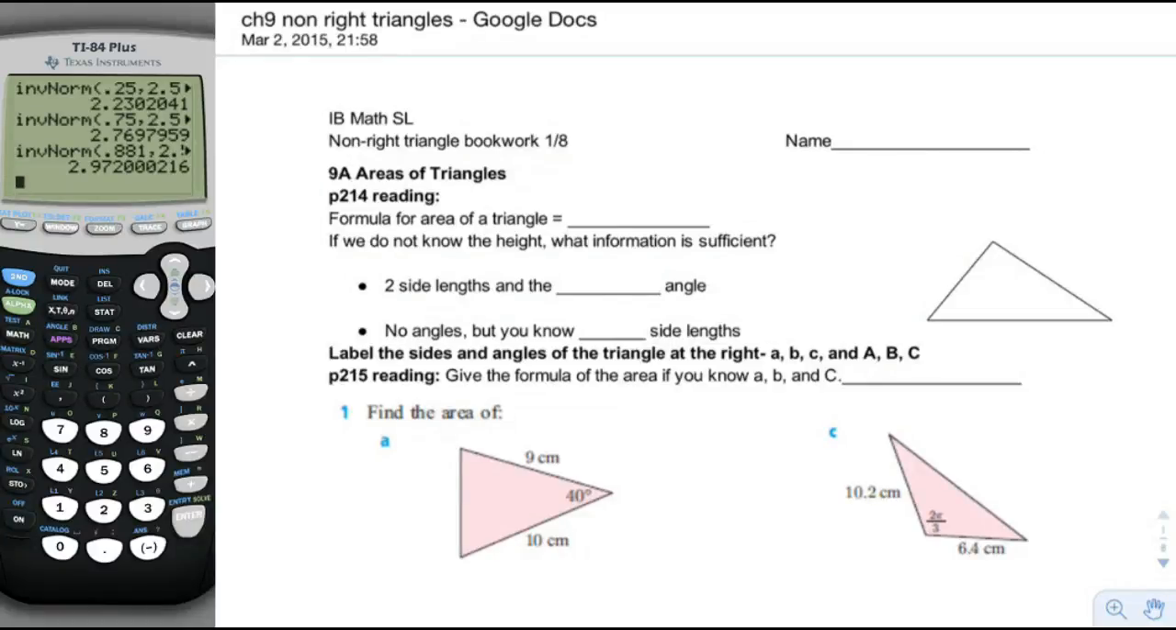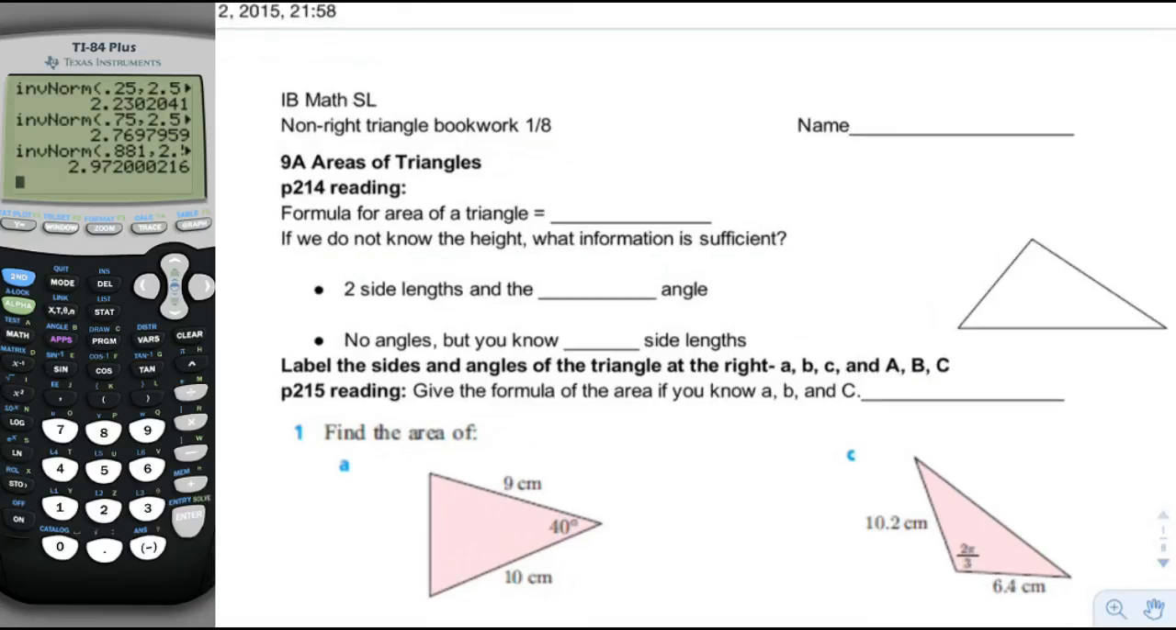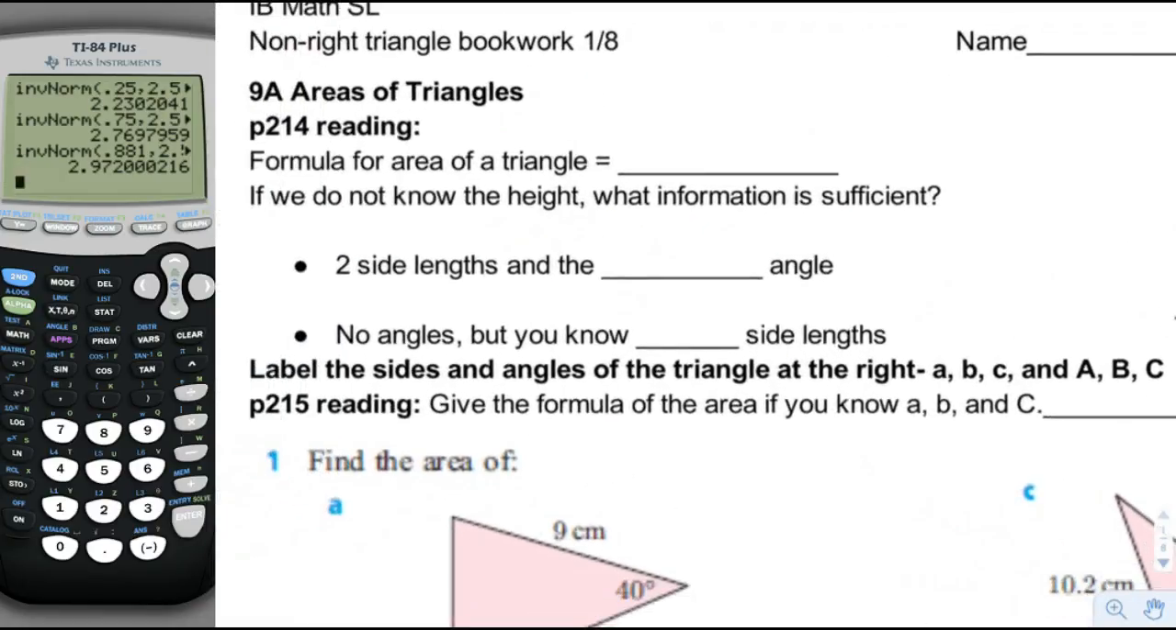Page 1 and 2 of Chapter 9, Non-Right Triangles. The formula for the area of a triangle is 1/2 base times height. If we do not know the height, what information is sufficient?